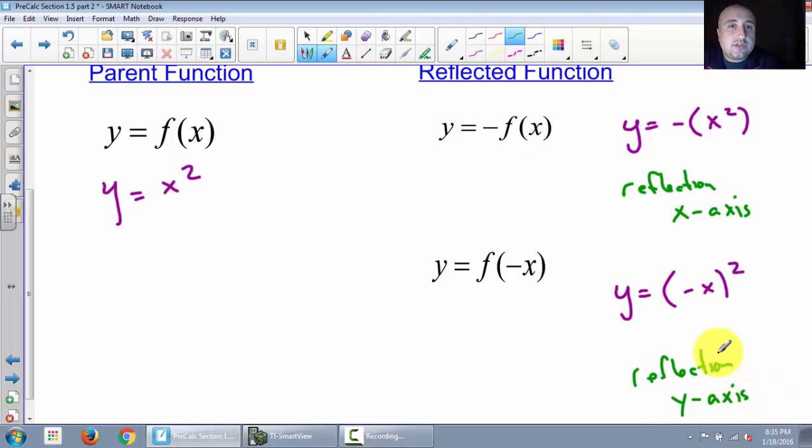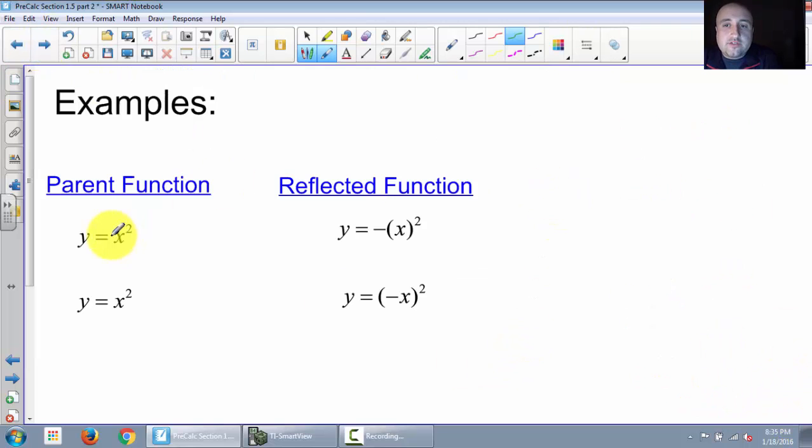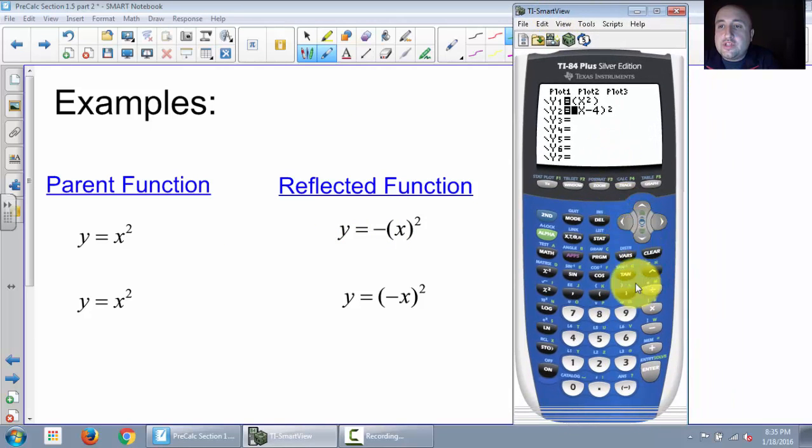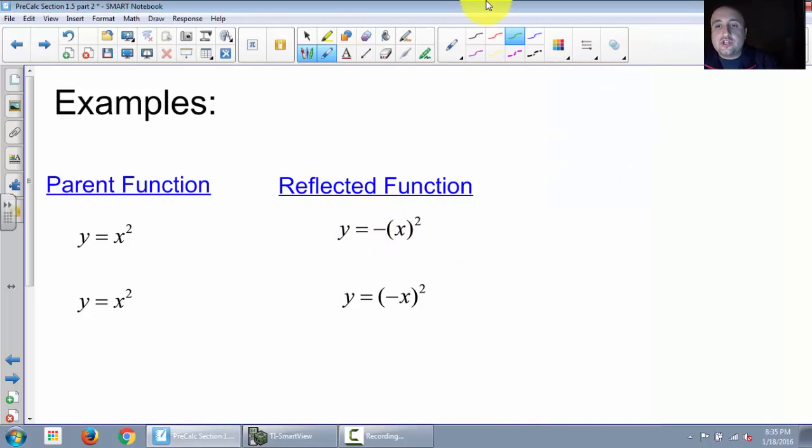Okay, so let's look at some examples here. So if we have y = x squared and we're making the whole function negative, let's see what it does to our graph. So we're going back to our calculator, and I'm going to delete this. So let's take negative, and then let's put x squared. So if we're taking our whole function, we're making it a negative. Let's see what it does. Okay, there's our function. Notice it flips it over the x-axis. So if we make our whole function negative, it's a reflection over the x-axis.